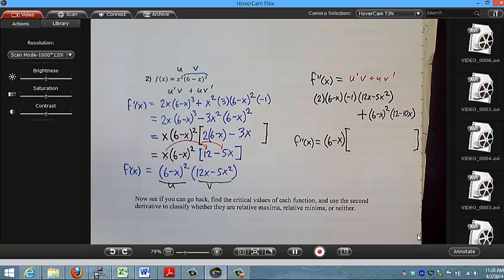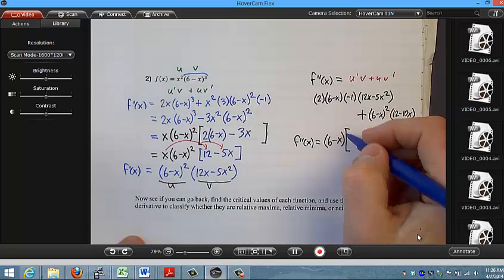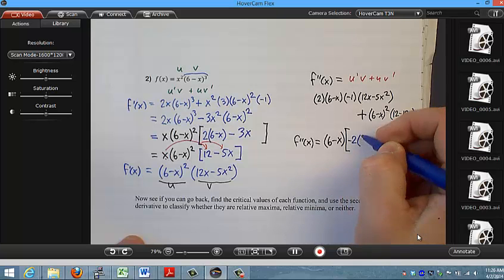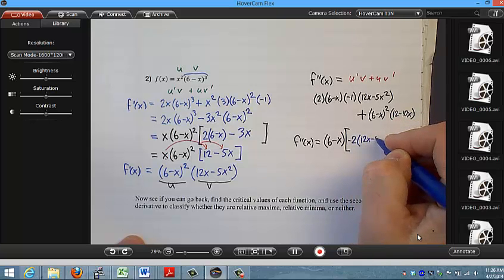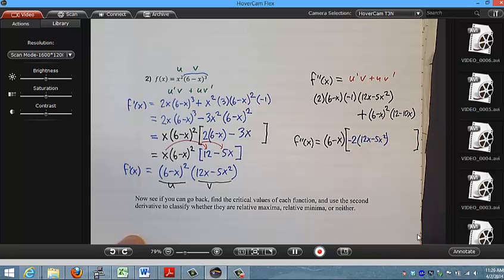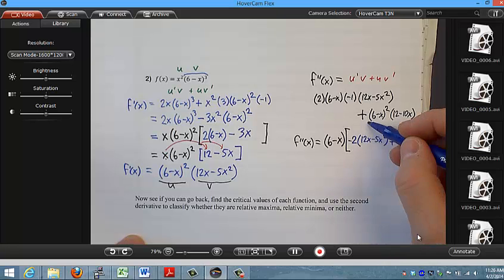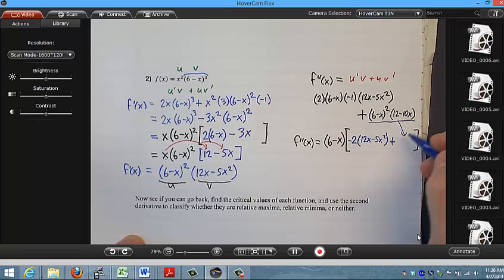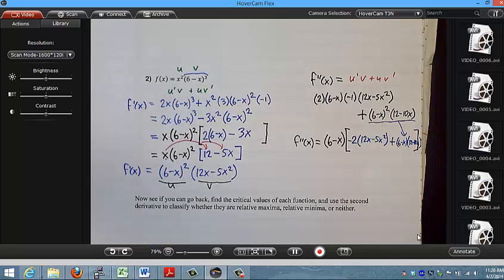So let's see. If I take the 6 minus x out of the first term, looks to me like I would have -2 times that 12x minus 5x squared, plus, and then I have this stuff left. Well, it would just be one of them, right? It would be 6 minus x times 12 minus 10x. Boy, that's getting really ugly. Sloppy. Sorry, guys. I'll see if I can clean it up.